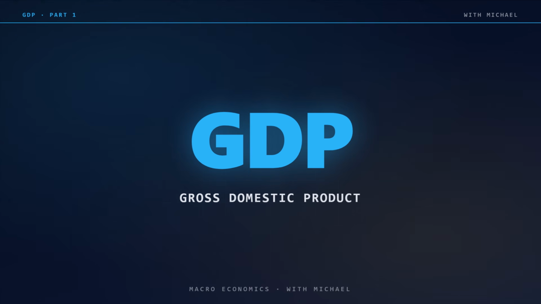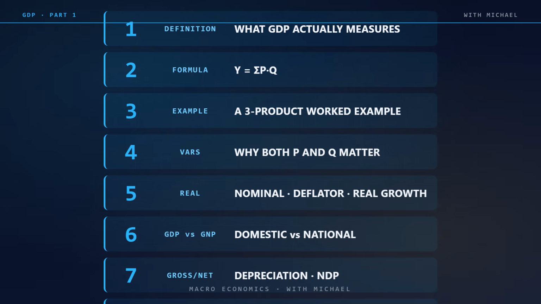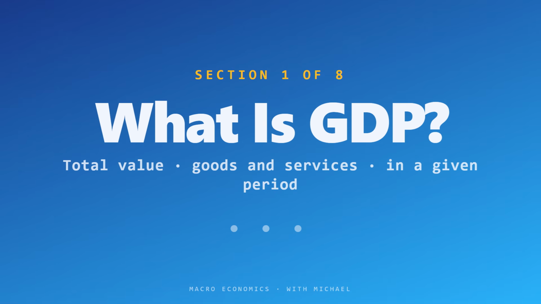We will distinguish GDP at market prices from GDP at factor cost. We will see the difference between GDP and GNP, between domestic product and national product. And we will understand why depreciation matters, the difference between gross and net domestic product. By the end of this video, you will understand the foundation that every other macroeconomic concept builds on. Let us begin. Section 1.